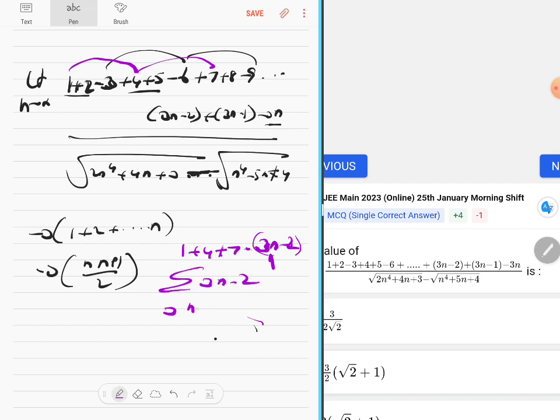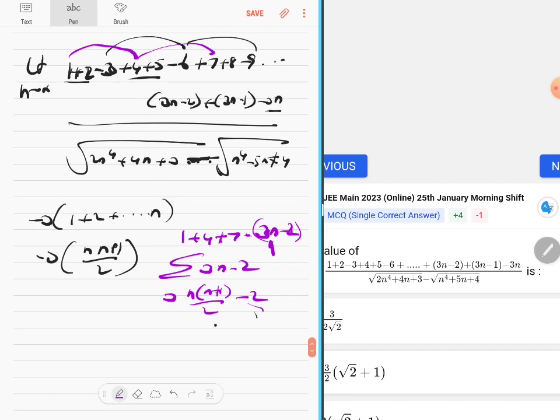So it's 3 into n into n plus 1 by 2, since the summation of n is n into n plus 1 by 2, minus 2n. So that is the answer for this.